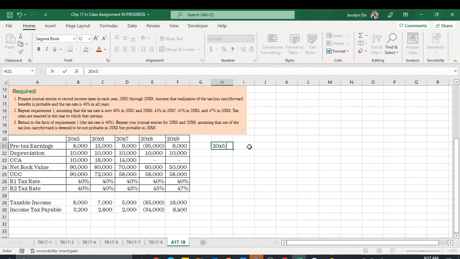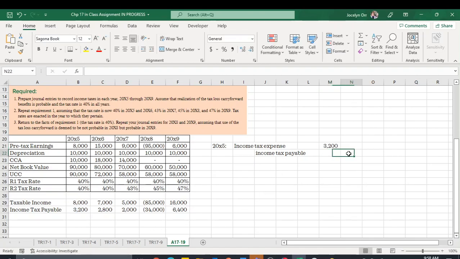Okay, so I'm going to start with 20X5. We had a positive taxable income in that year. So we're going to increase our income tax expense, and we're going to increase our income tax payable. And we saved ourselves some work and already did these calculations. We know based on a taxable income of $8,000 at a tax rate of 40%, our income tax payable is going to be $3,200. Okay, so fairly straightforward in 20X5.